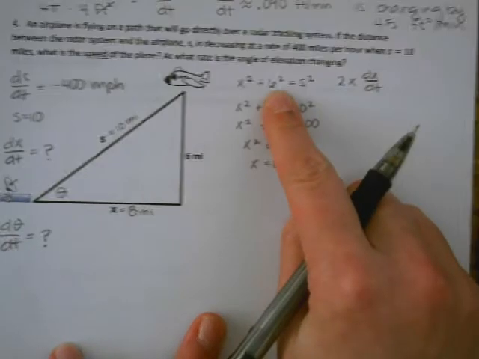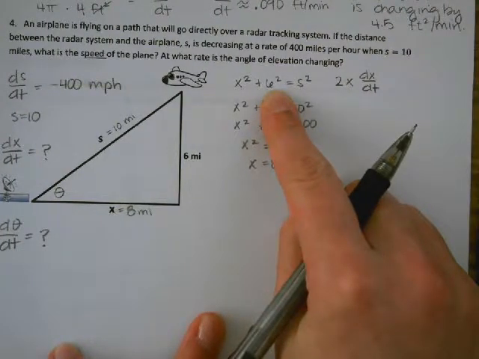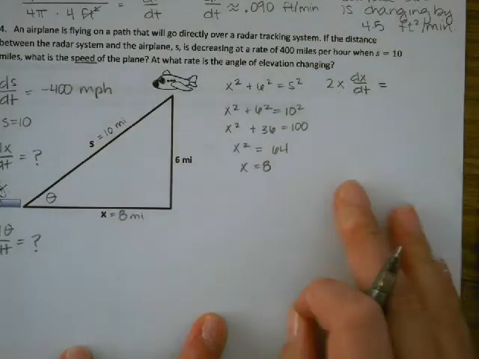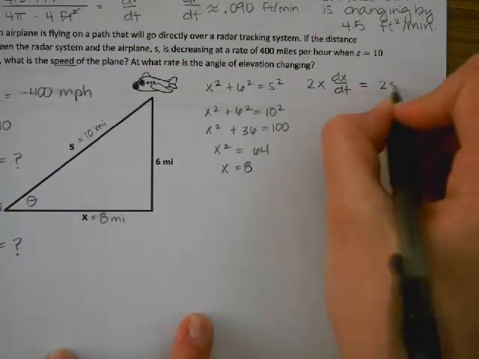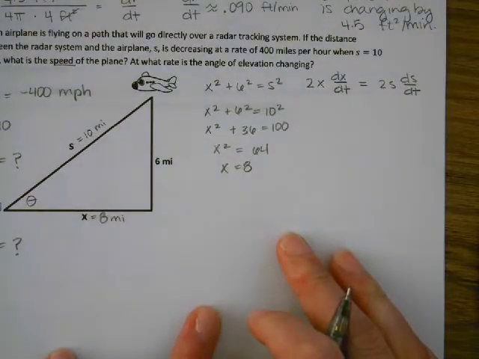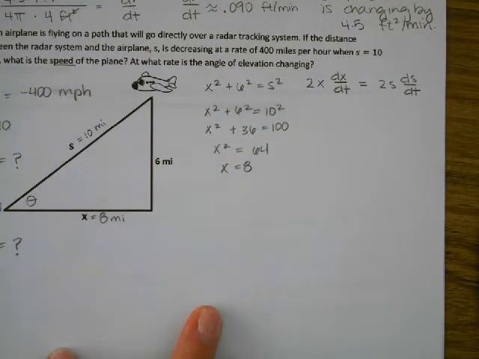And do we need to take the derivative of 6 squared? No, it's just 0, right? It's a constant. That's just a number, so we wouldn't need to do anything with that. And that's going to equal what? 2s ds dt. So you just put an s or an x or y with it.